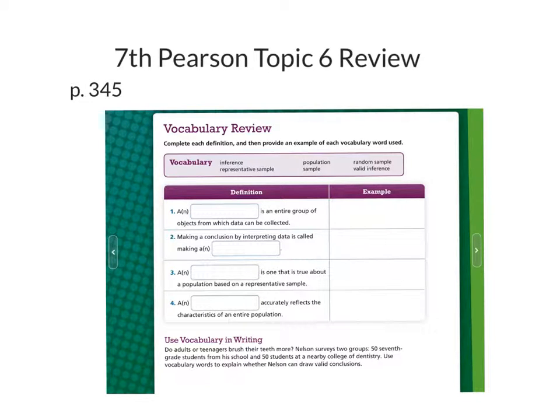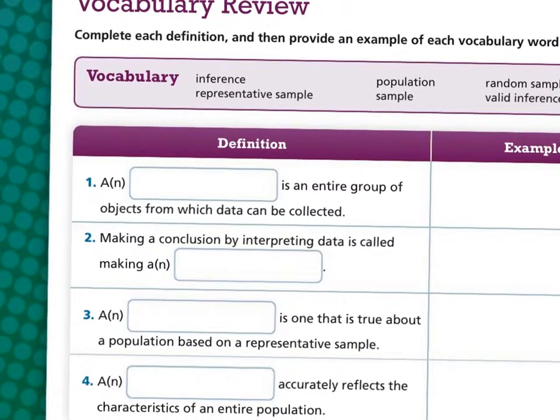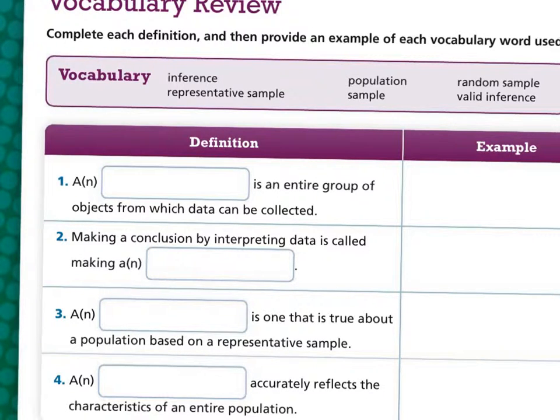Page 345, we're going to do a review of topic 6, starting with our vocabulary. So number 1, a or an blank is an entire group of objects from which data can be collected. And that would be a population.